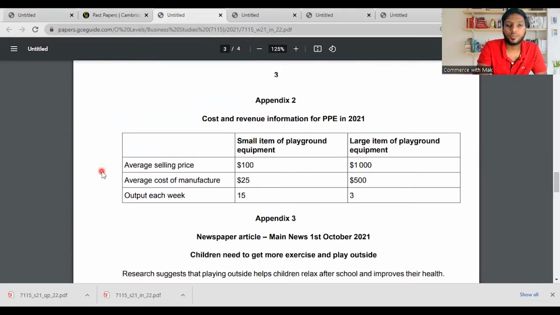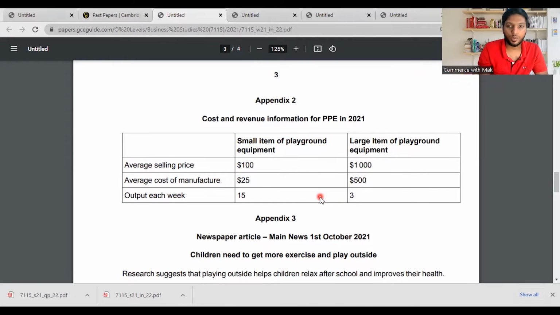You can see here, average selling price is $100 for a small item of playground equipment. Average cost of manufacture is $25. Output each week is 15. And then the large item of playground equipment, $1,000 average selling price. Average cost of manufacture is 500. Output each week is 3.